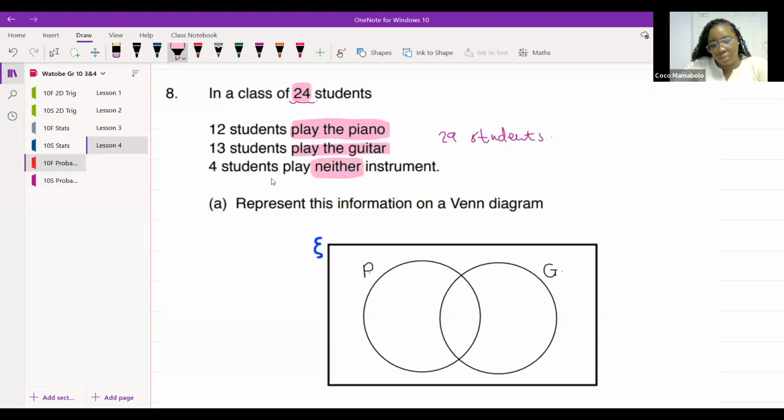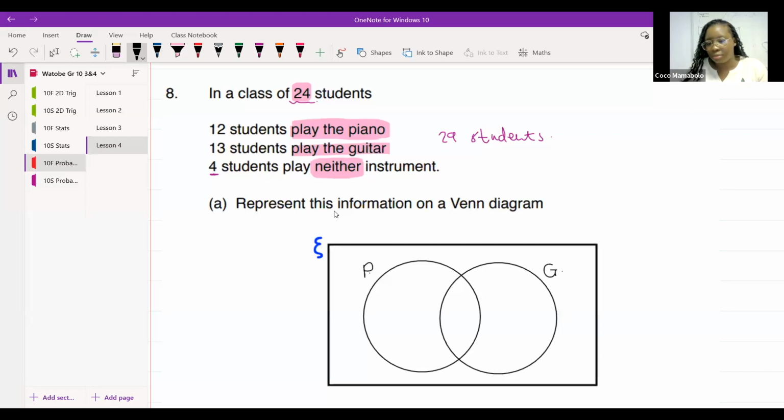The students that do nothing. Well, we do know the students that do nothing, there are 4 of them. Which students have we not thought of? The students that do both. Good. Because just because you're playing the piano doesn't mean you can't play the guitar either. You can do both. Do we know how many students play both?